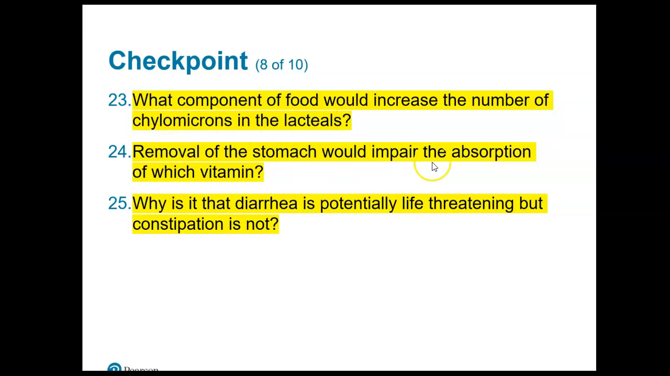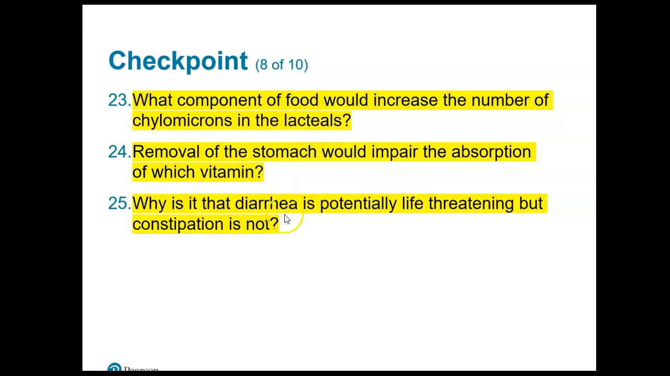Removal of the stomach would impair the absorption of which vitamin? That would be vitamin B12. Not that vitamin B12 is absorbed through the stomach, but the stomach produces intrinsic factor, which is required for the absorption of vitamin B12. Without the stomach, you wouldn't have intrinsic factor, so vitamin B12 wouldn't be absorbed.